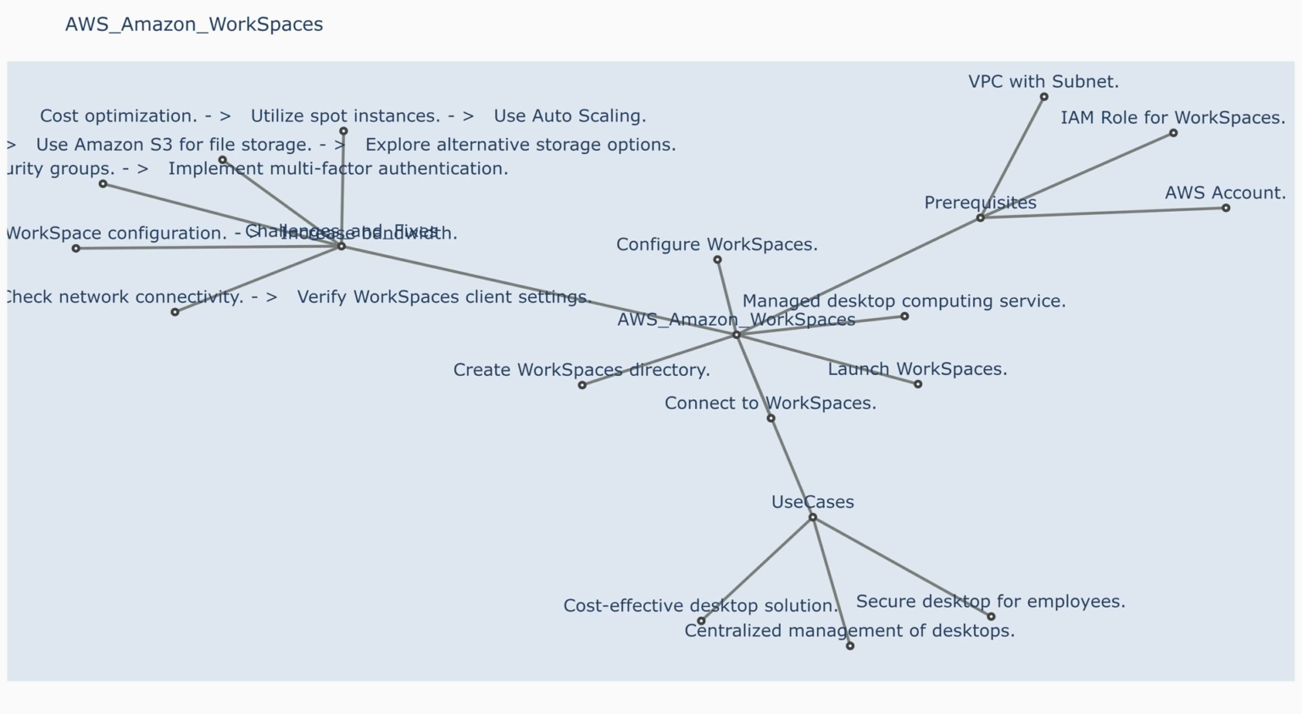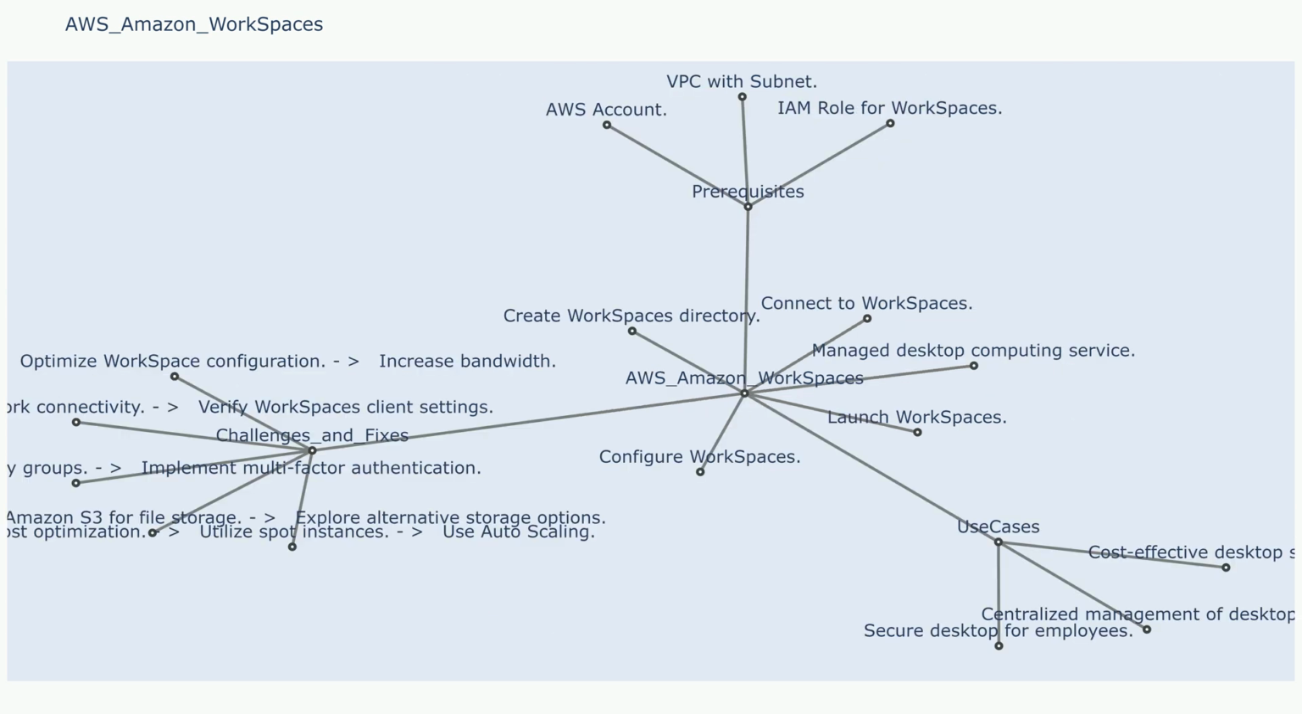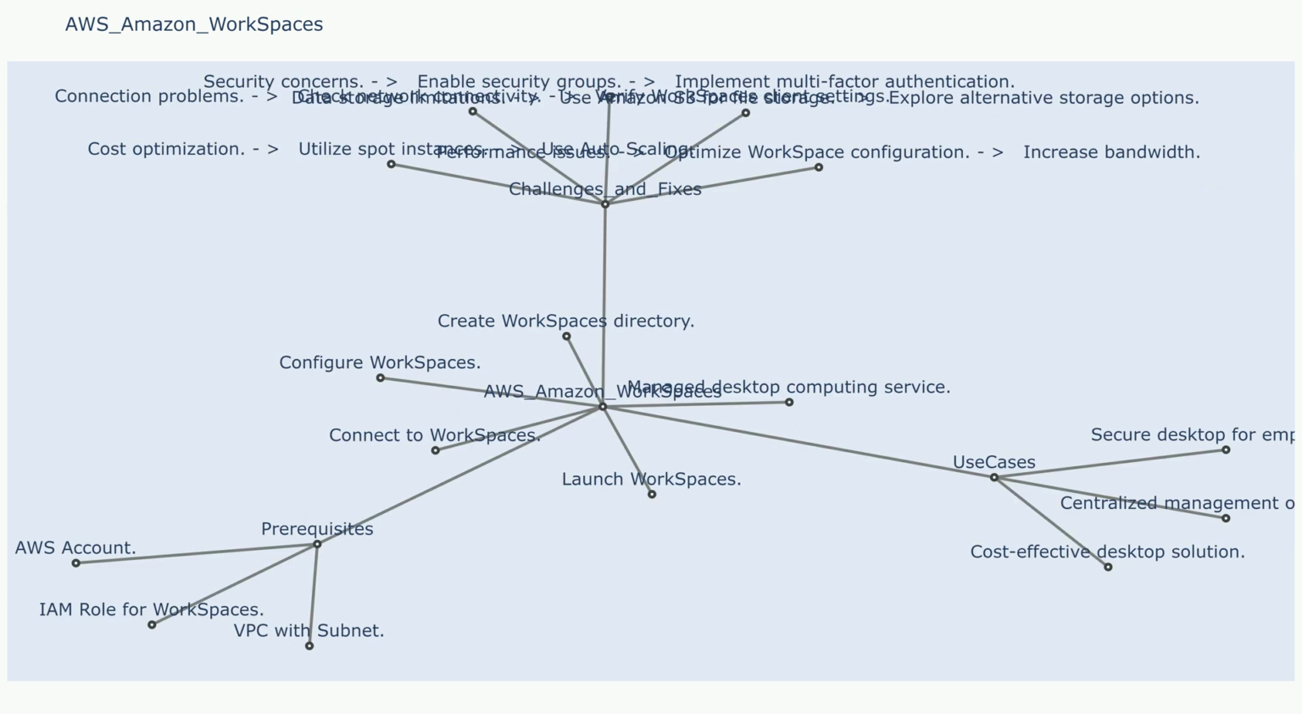AWS Amazon Workspaces. Description: Amazon Workspaces is a fully managed desktop computing service that provides users with secure, cloud-based desktops. It allows organizations to provision and manage virtual desktops for their employees, providing a flexible and scalable solution for various use cases.